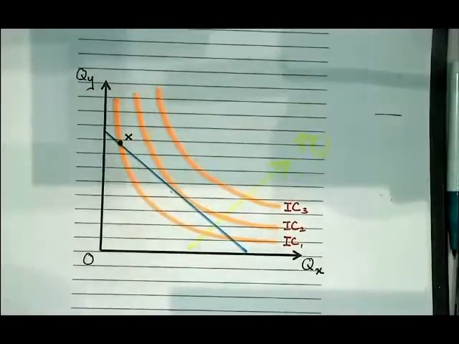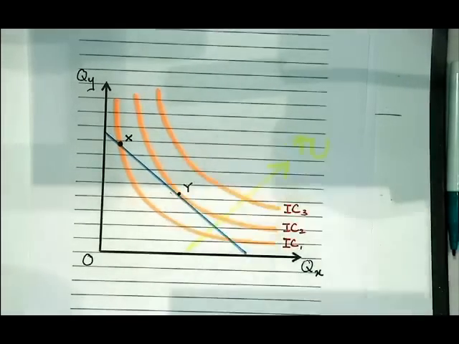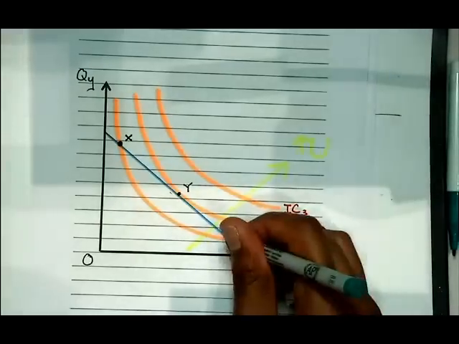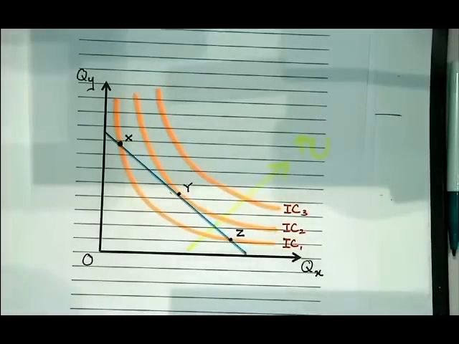Is bundle X affordable? How do you know? It's on the budget line. Is bundle Y affordable? Yes, it is also on the budget line. Is bundle Z affordable? Yes, it is also on the budget line.